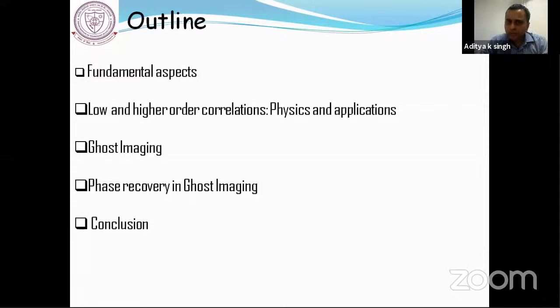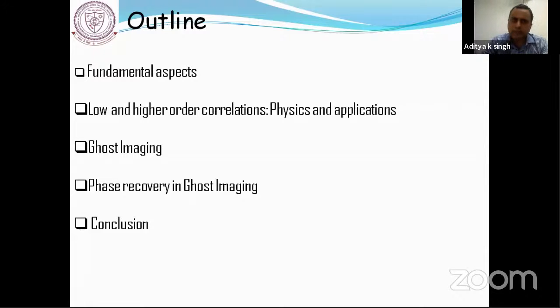And to answer this question, I will try to connect with low and higher order correlations, where polarization plays a very critical role, particularly in the higher order correlations. And in this context, we'll discuss the fundamental physics aspects and also the applied aspects. Particularly, I will concentrate on the imaging applications. There are plenty of applications, but in this particular talk, I will discuss only the imaging applications. And after that, I will try to connect the variety of correlation techniques and how ghost imaging is connected with these correlation techniques.